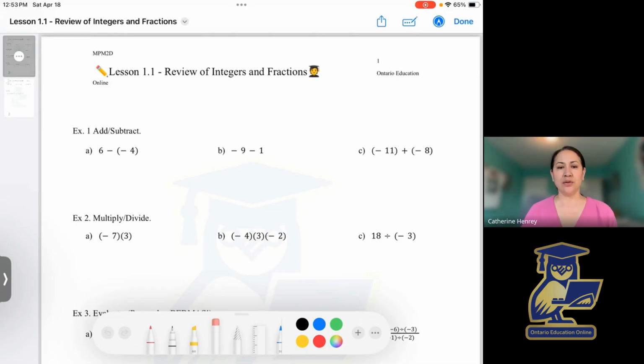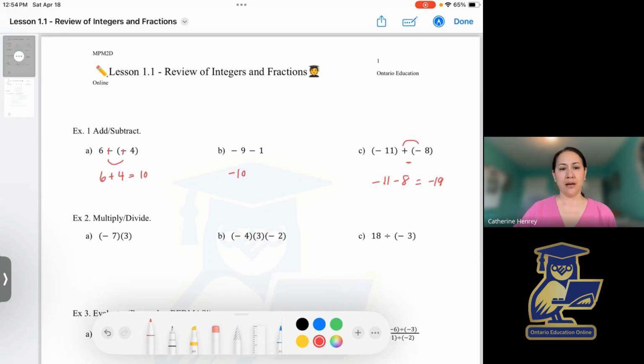The biggest thing I want you to remember here is that subtracting a negative number, as in our first example, really means adding. So this changes to 6 plus 4, which equals 10. We have negative 9, and we subtract a 1, we'll have negative 10. And then over in example C, adding a negative number is the same thing as just subtraction. So here it's negative 11 minus 8, and we get negative 19.